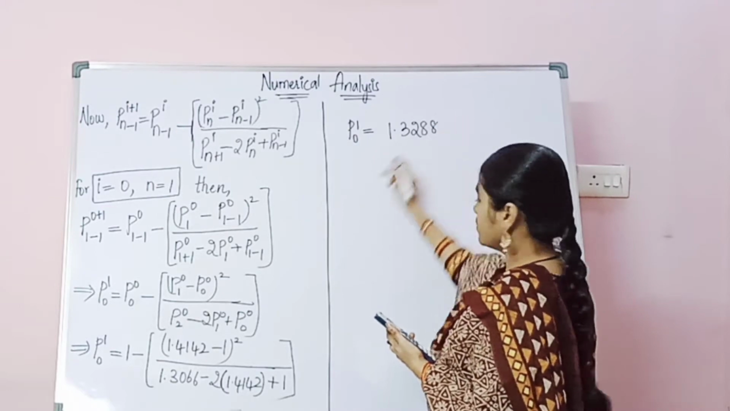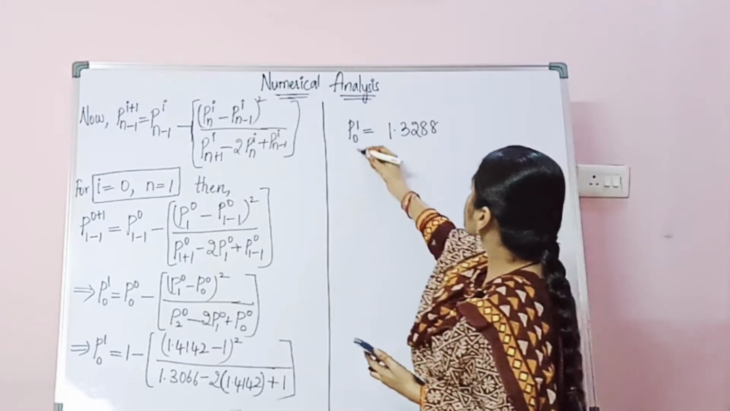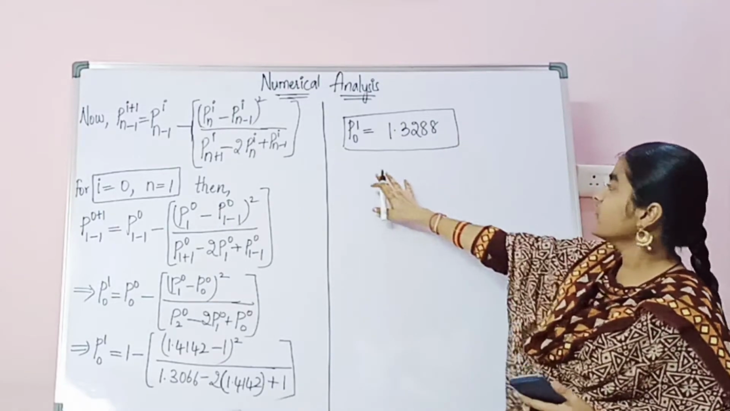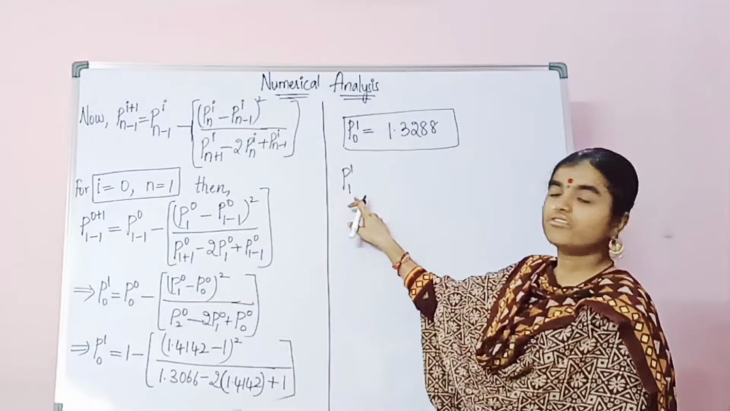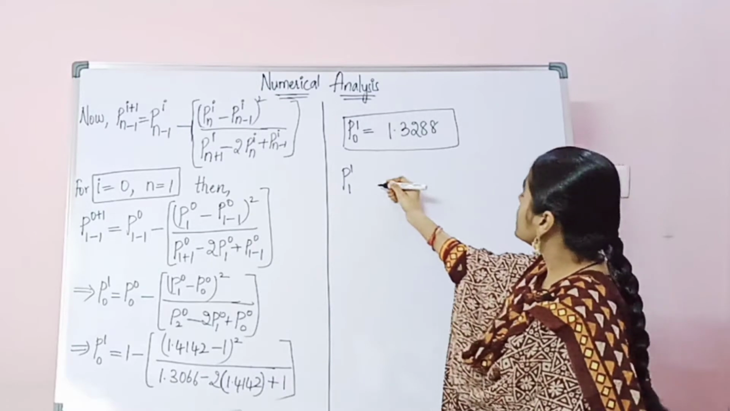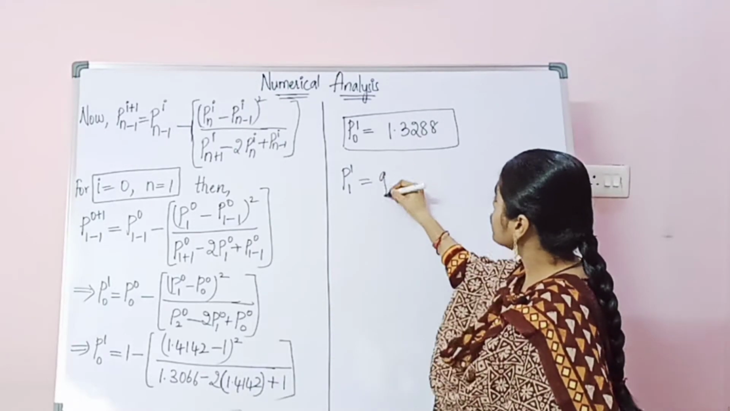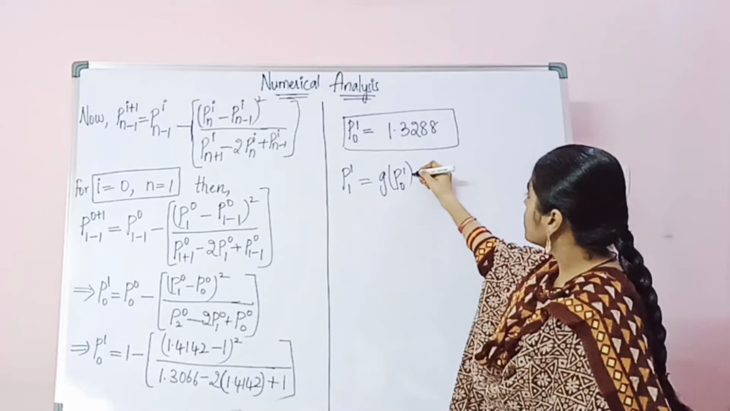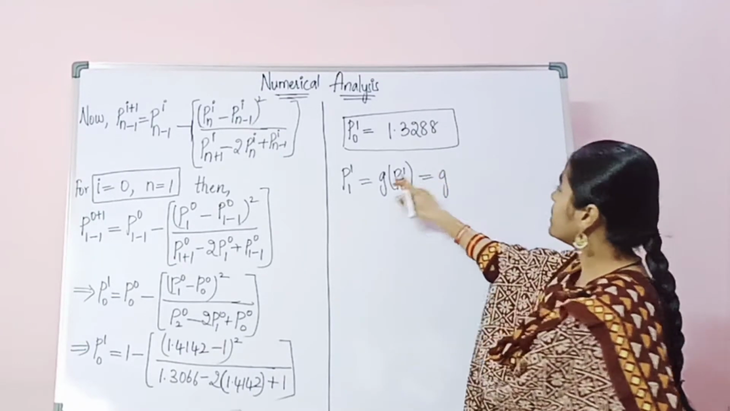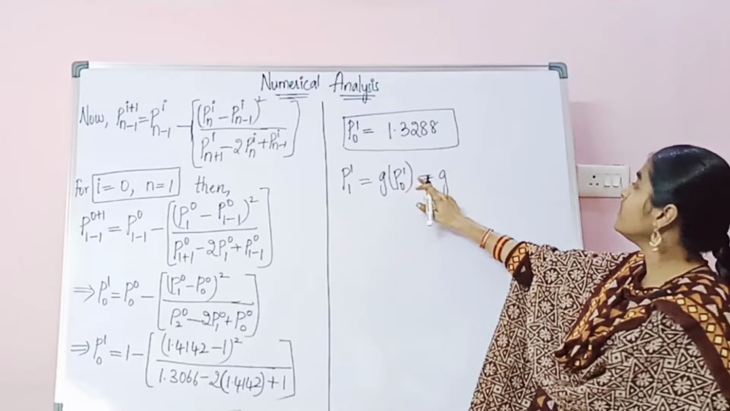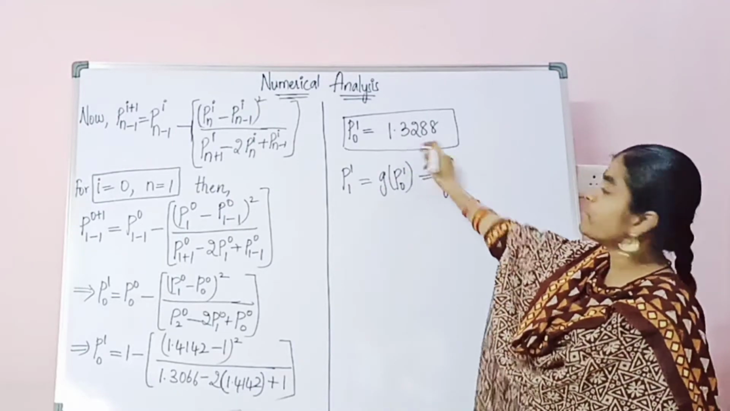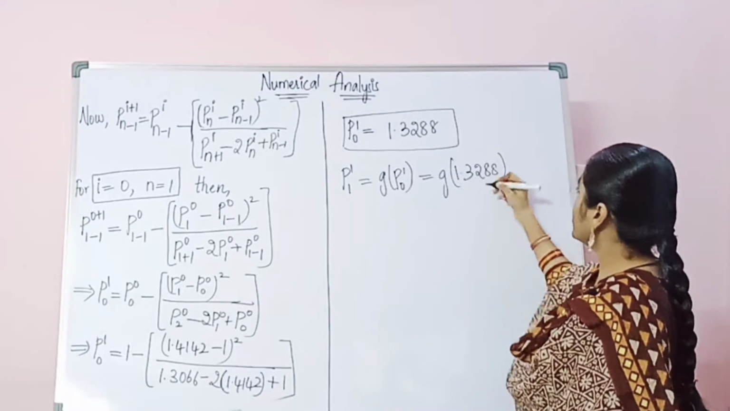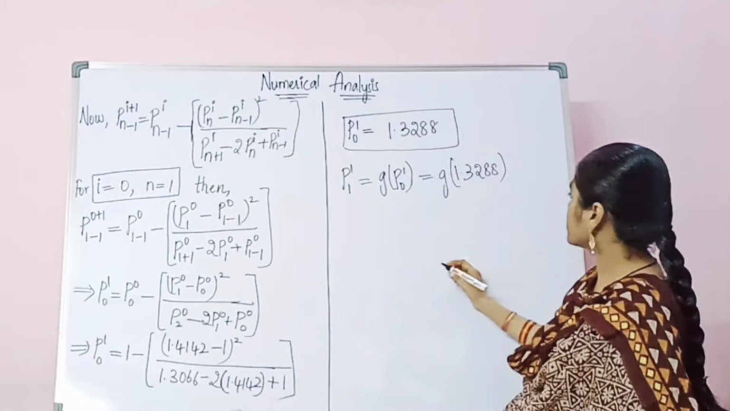1.3288. So after calculating, what is the value here? P0 power 1 equals 1.3288. This is the value of P0 power 1. Next, P1 power 1 equals G of P0 power 1. What is the value of P0 power 1? 1.3288. Now we have to substitute in G of x.